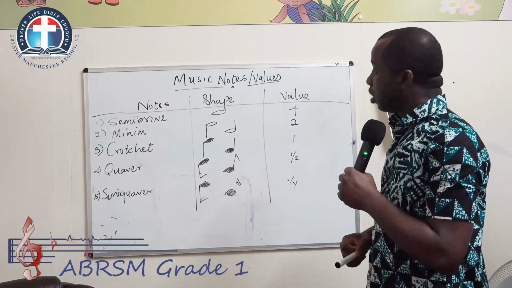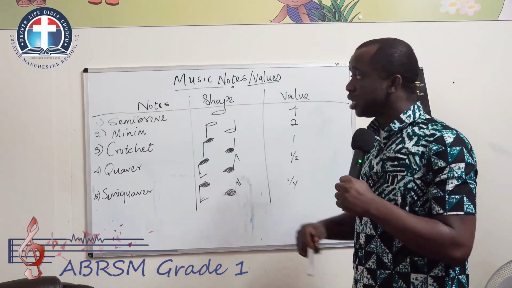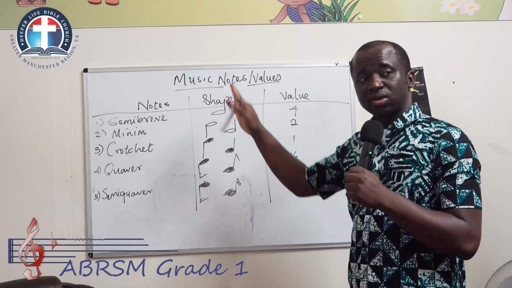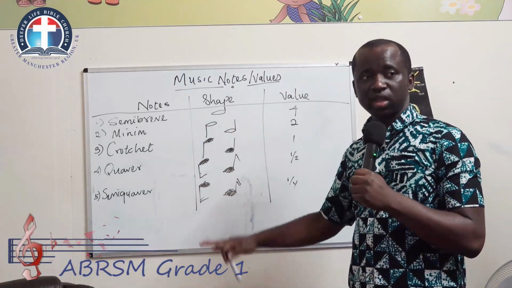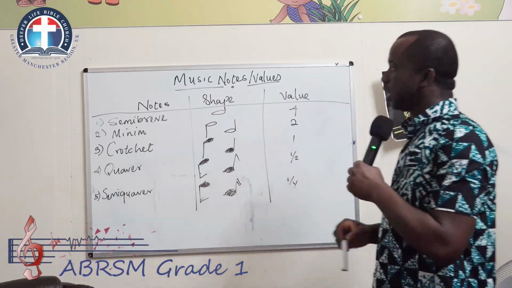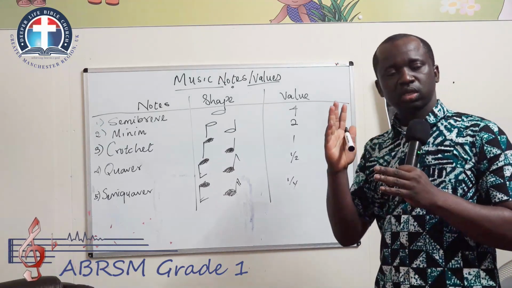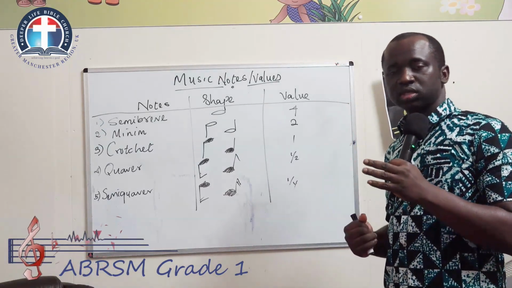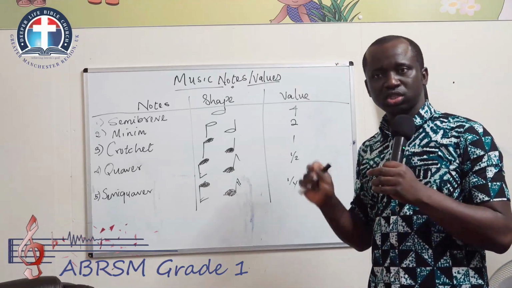Now you would see also that starting from minim, of course, understand that there are other notes apart from these 5 notes, but for grade 1, these are the ones they will examine you on. But starting from minim, you would see that we have 2 shapes of these notes. One with a stem going up, the other one with a stem going down. It's not for fun. It's important to know when to use each of these.